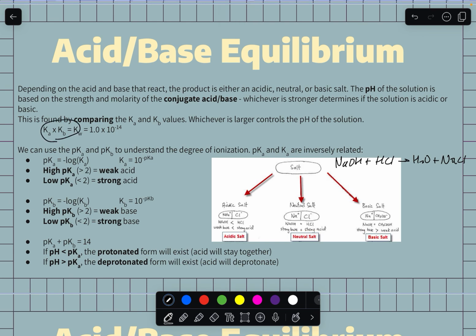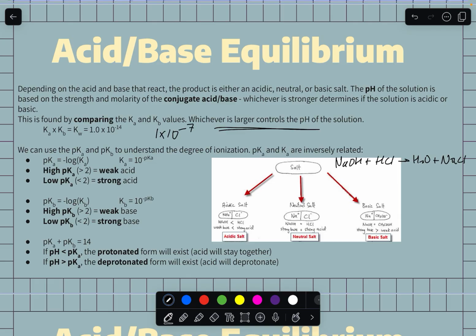Okay, if you compare equilibrium constants and multiply them, that should be equal to Kw, the 1 times 10 to the negative 14. Whichever is larger controls the pH. So let me do this real quick. If we take the square root of that, the square root of 1 times 10 to the negative 14 is 1 times 10 to the negative 7. I couldn't know that in my head, that's okay. So breaking even is 1 times 10 to the negative 7, if they are equal.